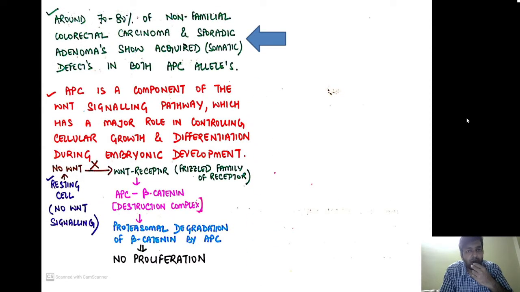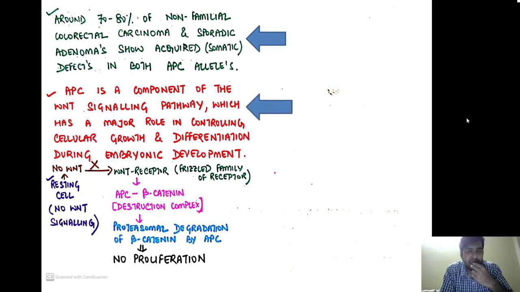So till now we had read about the germline or the familial variety of colorectal carcinoma. APC is not only involved in the familial variety, but around 70 to 80% of the non-familial colorectal carcinomas and sporadic adenomas also show acquired or somatic defects in both the APC alleles.